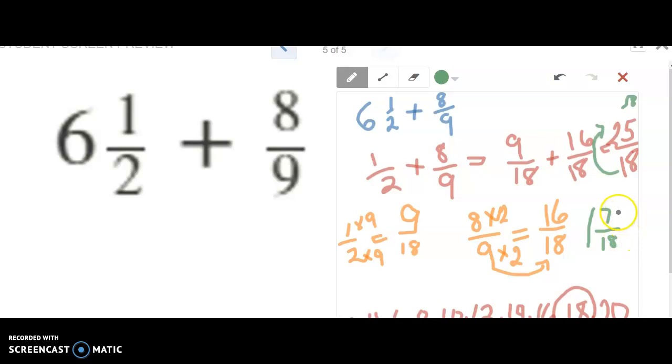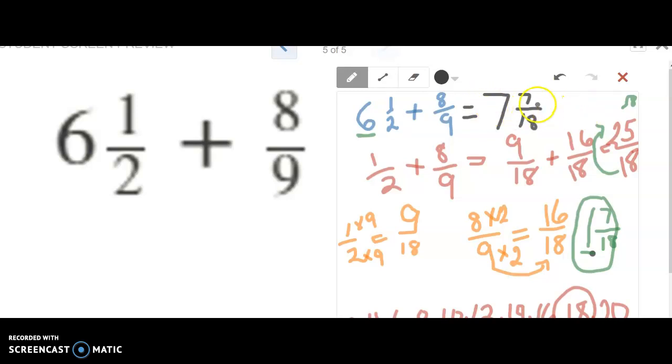Okay, I'm not done yet. This was the sum of the fraction parts right here. I'm not done though. I have to add that back up here with my whole number parts, and I have 6 up here and nothing for my second addend. But I have a whole number 1 here. So I need to add, let's use black, we haven't used that yet. I need to add the number 1 with the number 6, so I'm going to get 7, and my fraction part is 7/18. And that's my final answer.